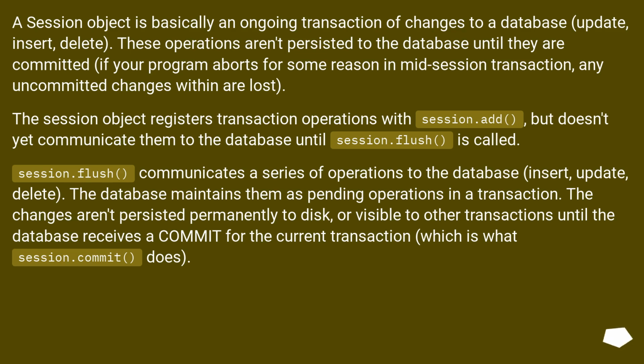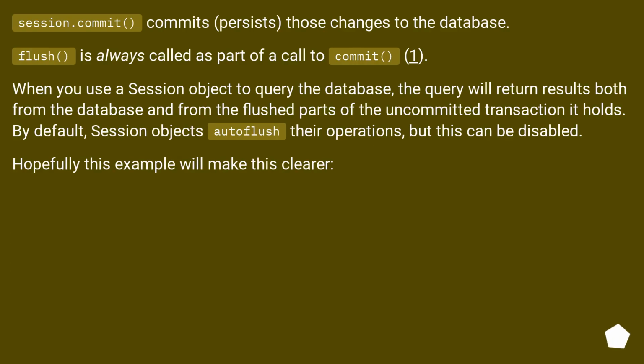Session.flush communicates a series of operations to the database: insert, update, delete. The database maintains them as pending operations in a transaction. The changes aren't persisted permanently to disk, or visible to other transactions, until the database receives a commit for the current transaction, which is what session.commit does. Session.commit commits, persists, those changes to the database. Flush is always called as part of a call to commit.